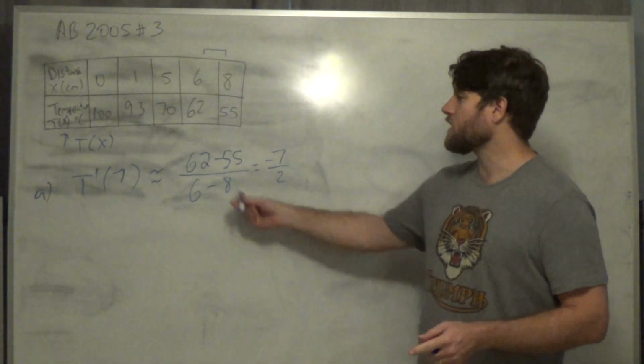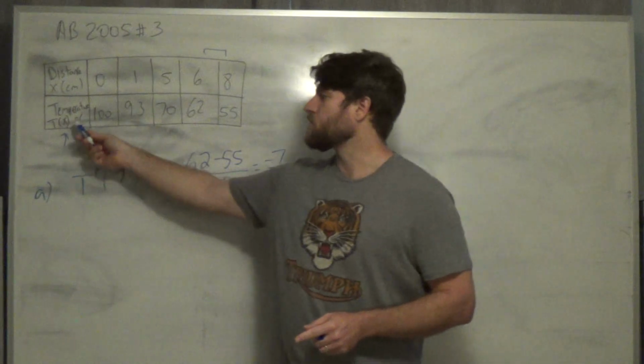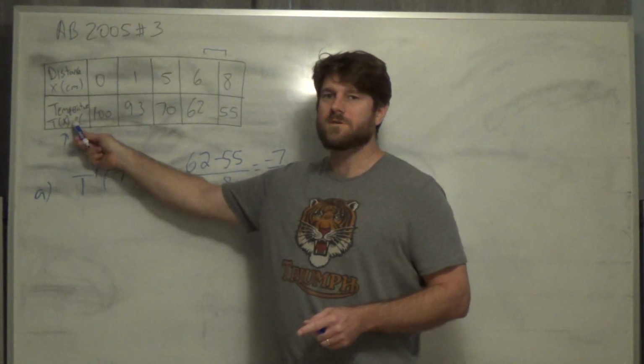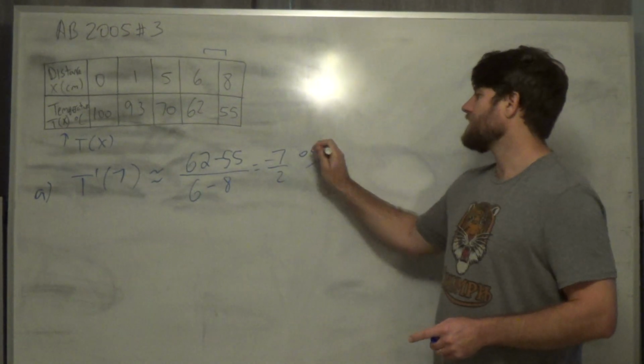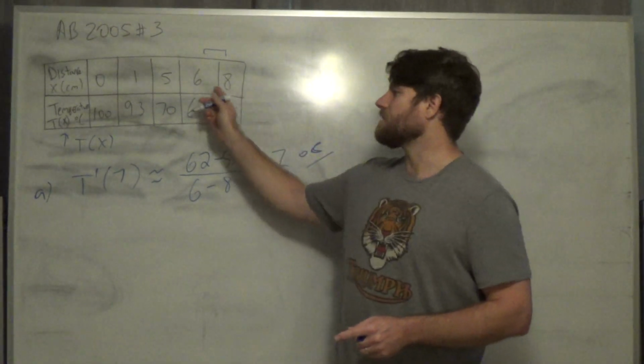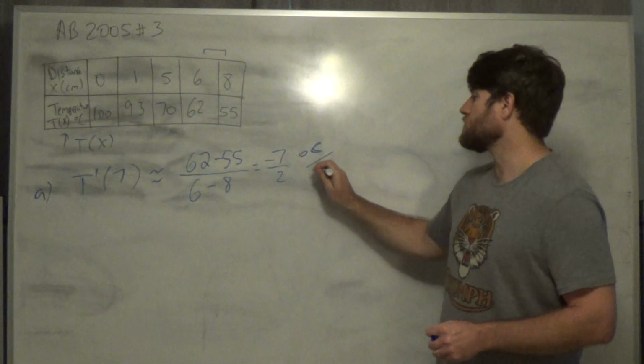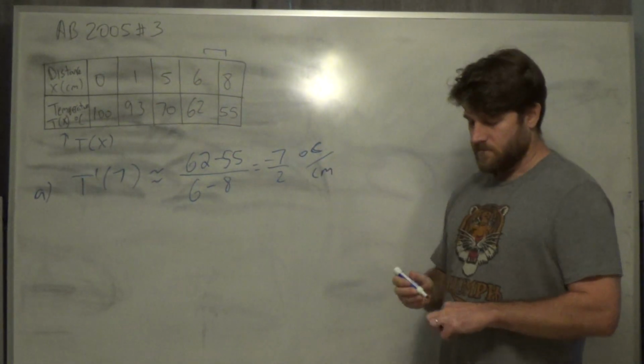Units are really easy. Look at what you subtract on top. Just put down the units of what that is. The units of what you subtracted on top were degrees Celsius, and then on the bottom you subtracted these numbers, which were distance. So it's degrees Celsius per distance.